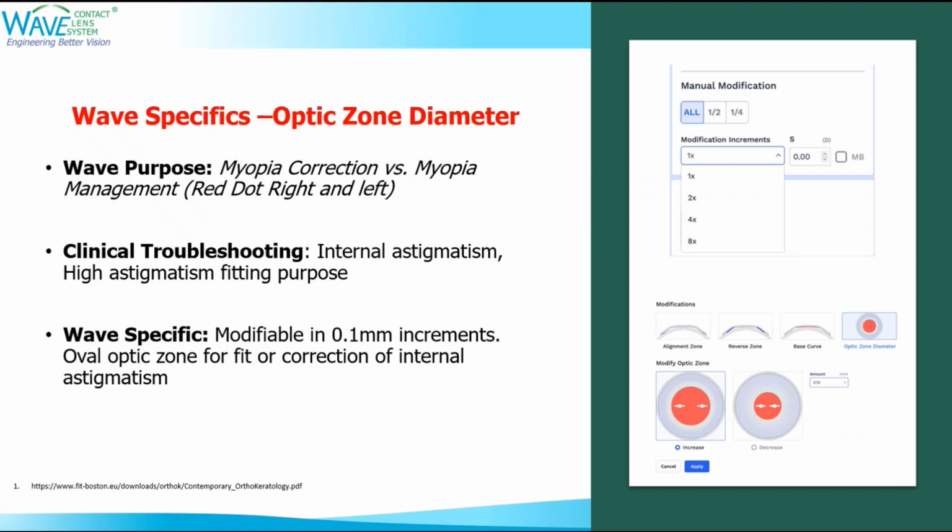Clinically, if there is internal astigmatism seen, even with the best fitted lens, WAVE is able to correct for the internal astigmatism by using optic zone manipulation. However, every case is a little different, so you can refer to our correcting internal astigmatism video to determine which method is the next step for you. With WAVE, an oval optic zone is possible manually, whether it is for the purpose of the fit of the lens or myopia correction.